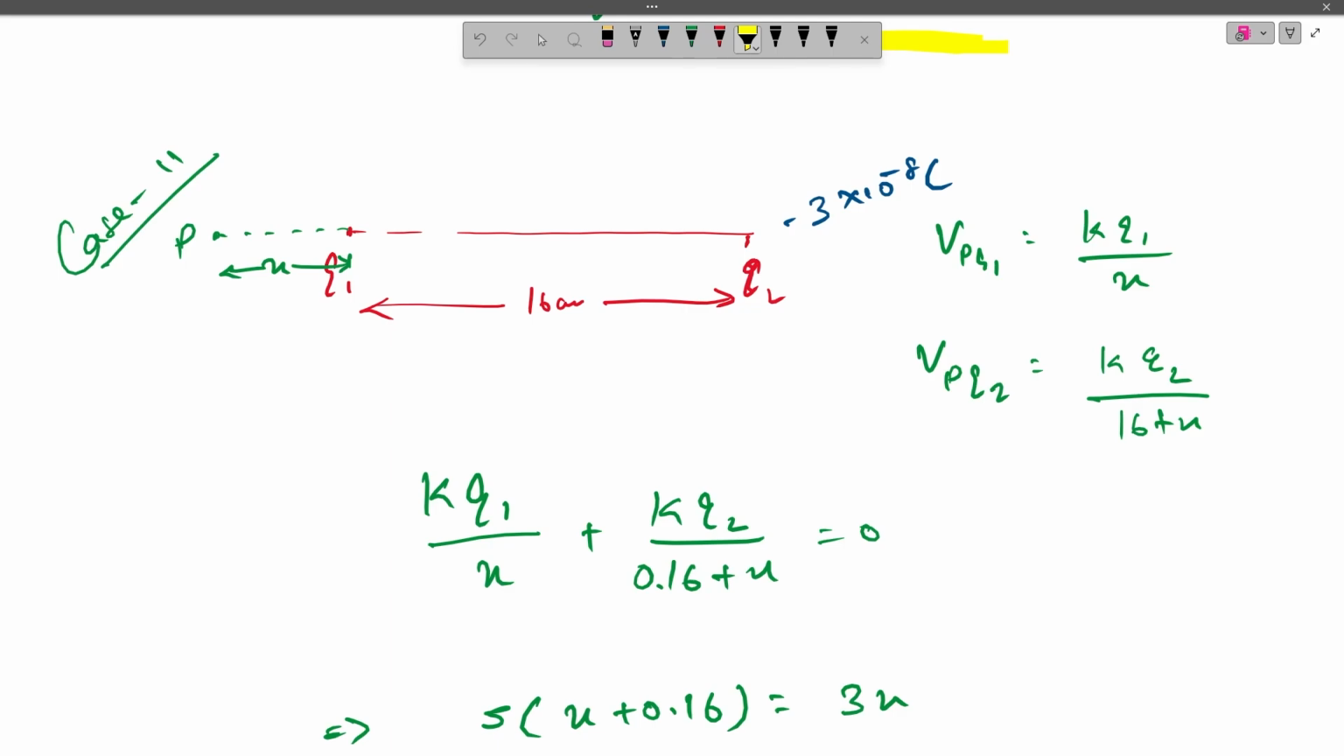Now 40 minus 16 centimeter would be 24 centimeters. So the point is 24 centimeter away from charge Q2, or 40 centimeter away from charge Q1, on the right side.